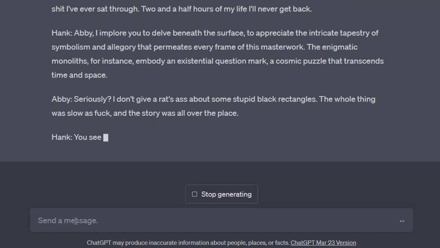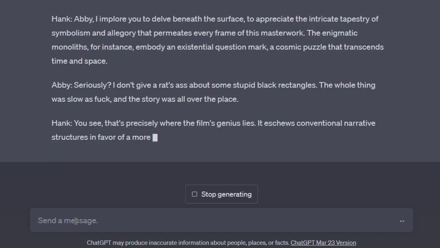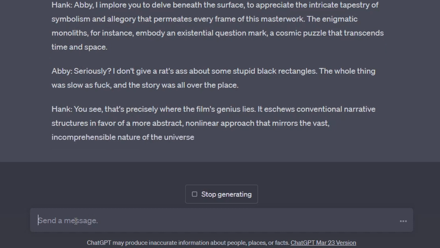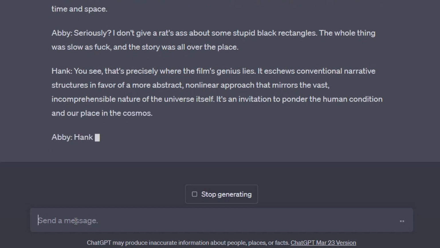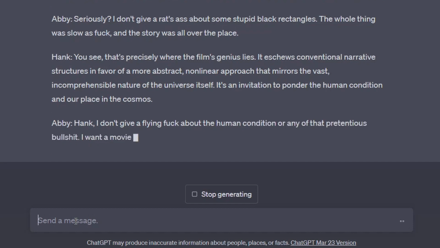You see, that's precisely where the film's genius lies. It eschews conventional narrative structures in favor of a more abstract, non-linear approach that mirrors the vast, incomprehensible nature of the universe itself. It's an invitation to ponder the human condition and our place in the cosmos. Hank, I don't give a flying fuck about the human condition or any of that pretentious bullshit. I want a movie that keeps me awake, not one that puts me to sleep. The pacing was slower than a goddamn snail race.